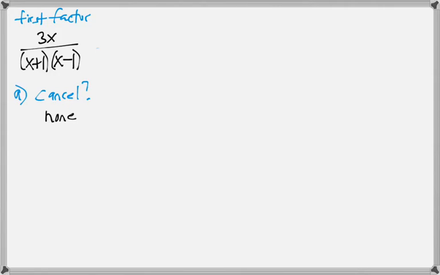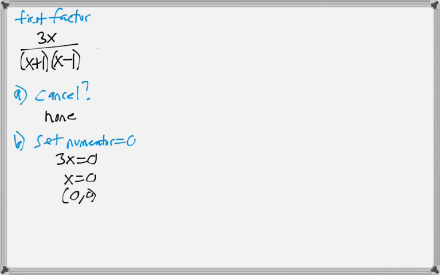So part B is the x-intercepts, and I want to set the numerator equal to 0. So that's going to be 3x equal to 0, or if you divide by 3, x is equal to 0. So this is going to be (0, 0).